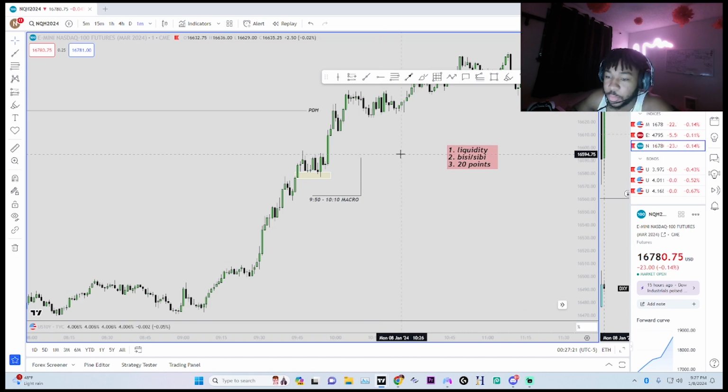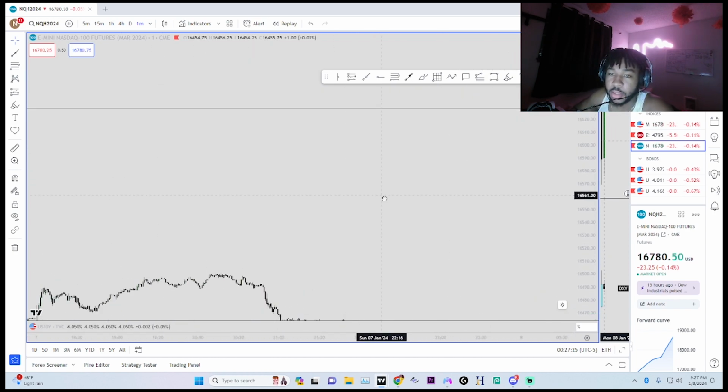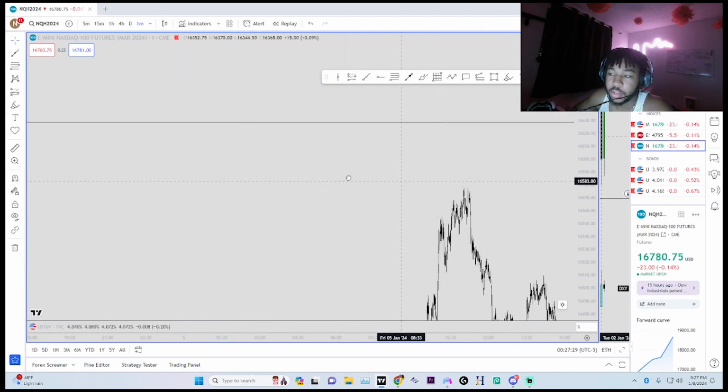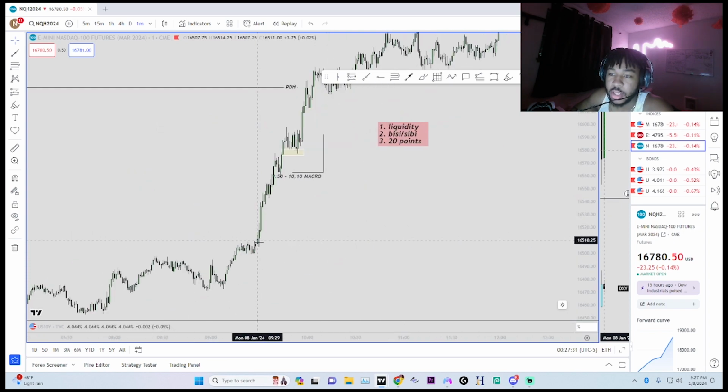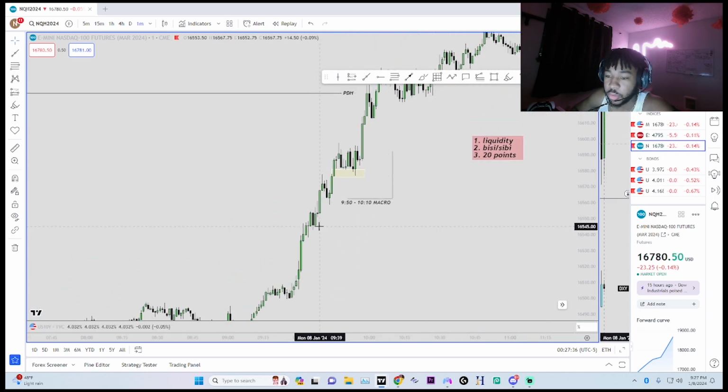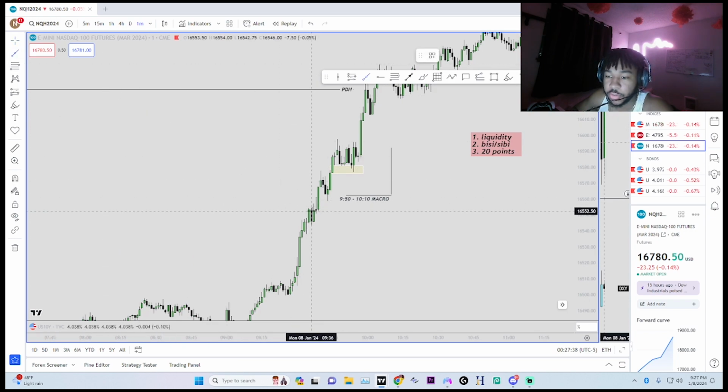For the first example, we have the 950 to 1010 macro. I'm using the previous day high as our example all the way to the left. As we can see, we have a busy, and obviously order flow, up close candles supporting each other, signifying bullish order flow.